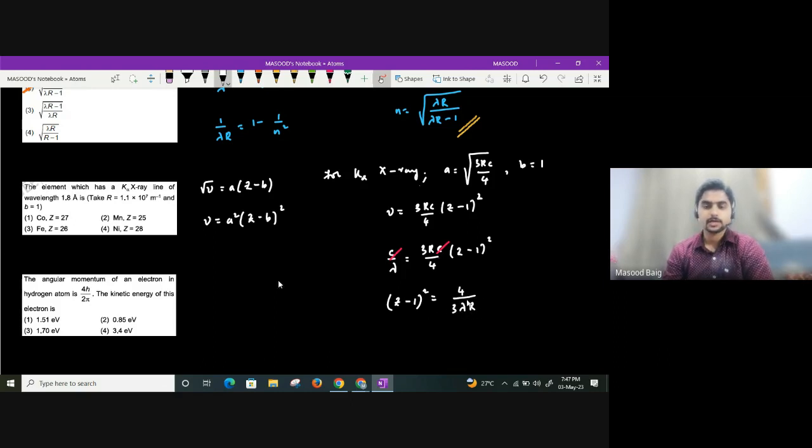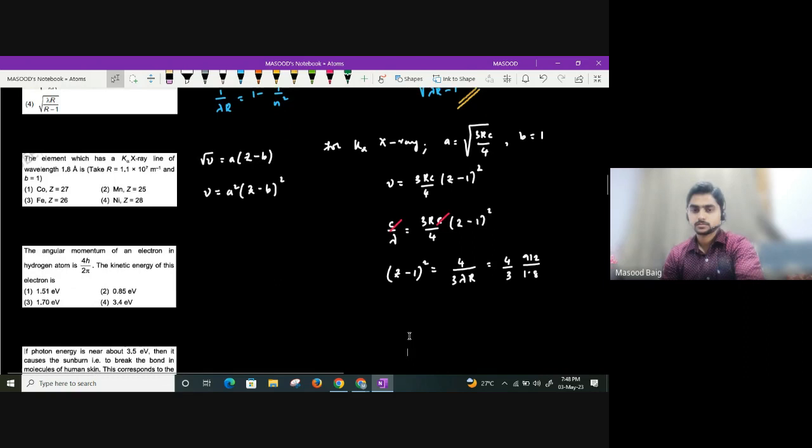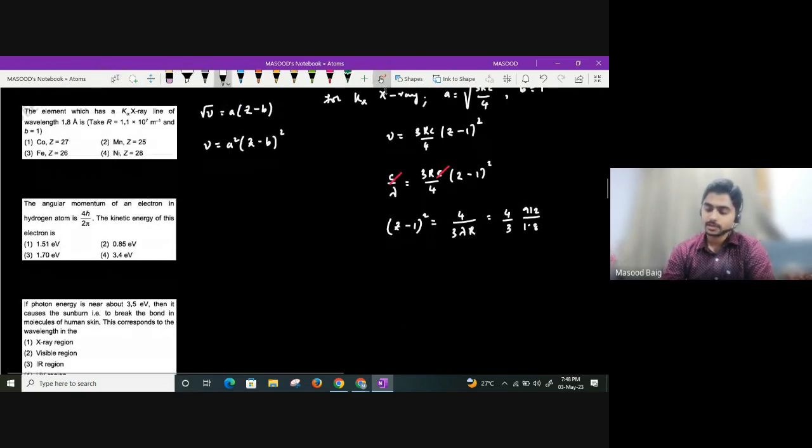So what is 1 by R? 1 by R happens to be 912 angstrom, guys. So I can write it as 4 by 3. 1 by R will be 912 angstrom, although it is given some value. You can take it as 1.8. So Z minus 1 whole square, if I take, guys. Direct questions you will get based on this again.